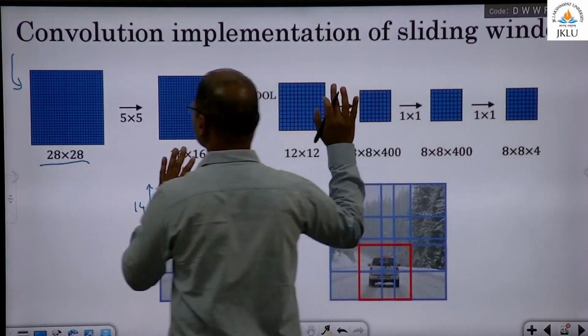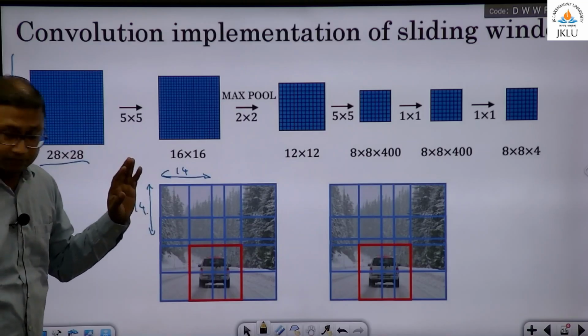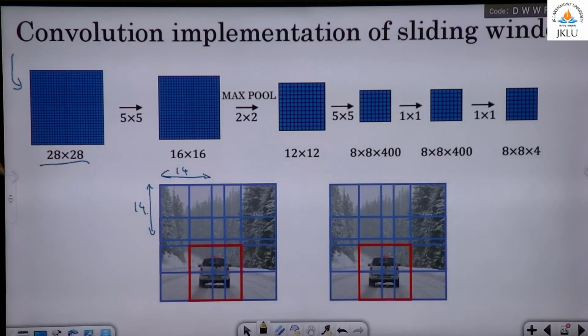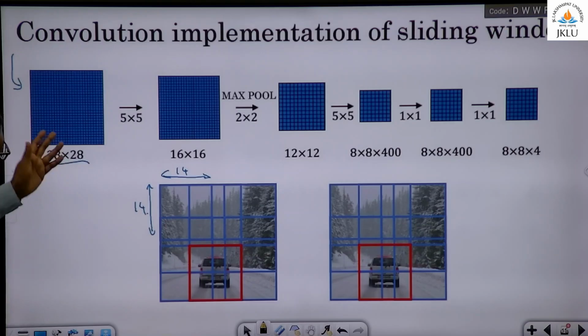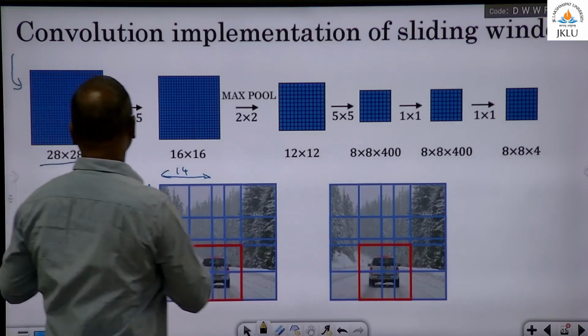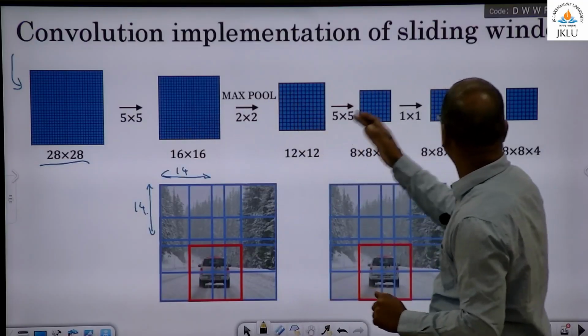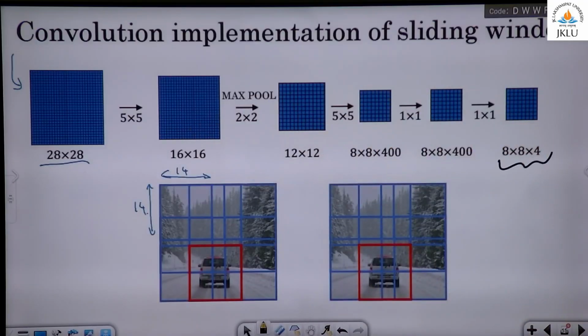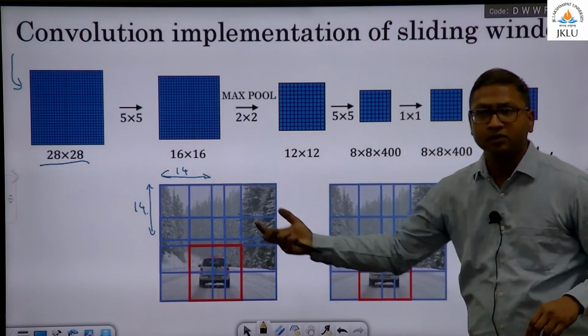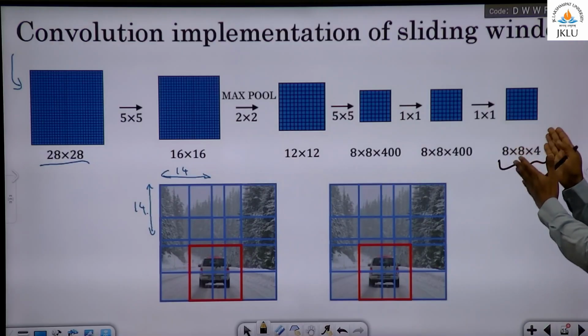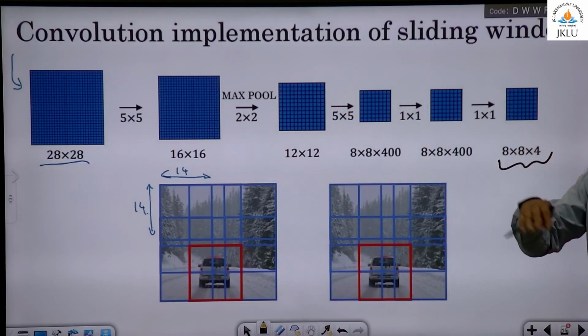So the convolution implementation of sliding windows actually helps us. So if this is 28 cross 28, let's remove that 3 part. I think that's what they've done. So if this is 28 cross 28, the same old thing, you get 8 cross 8 cross 4. So you don't have to iterate this so many times. The final volume will give you all the predictions.